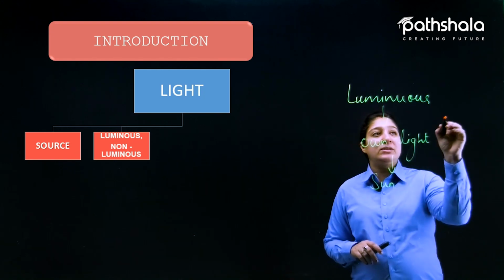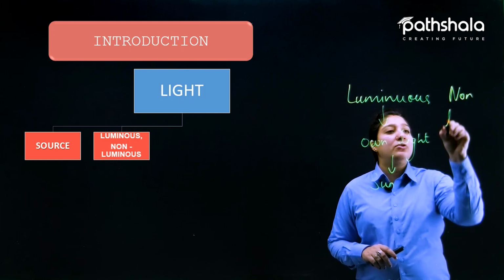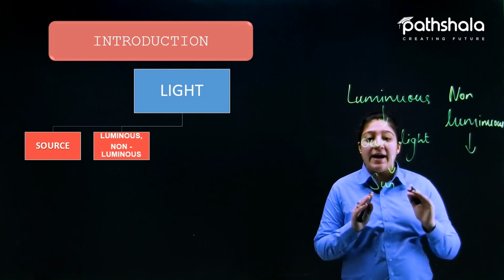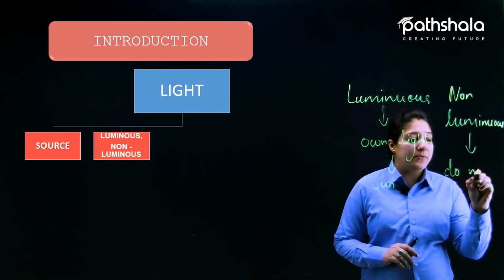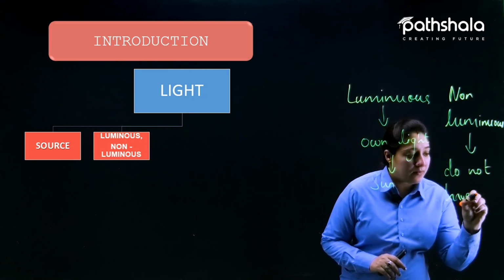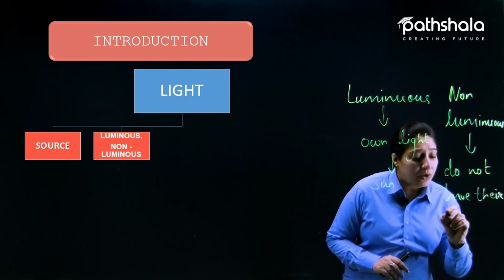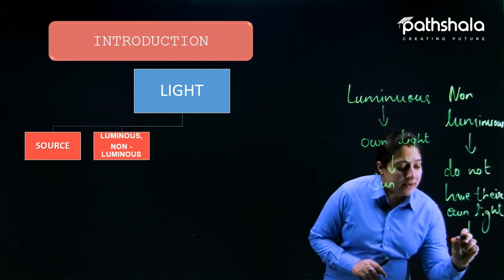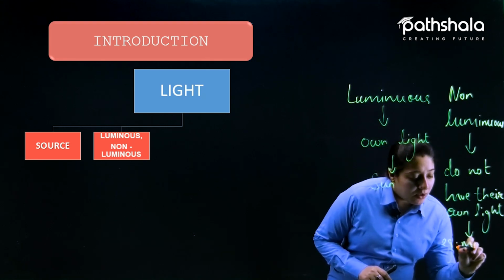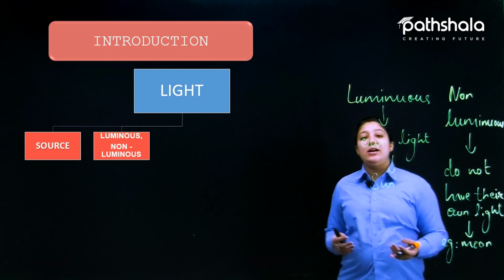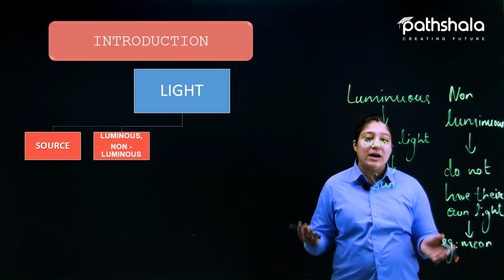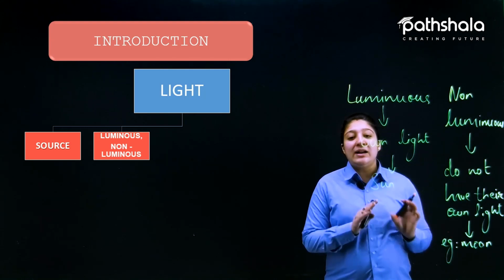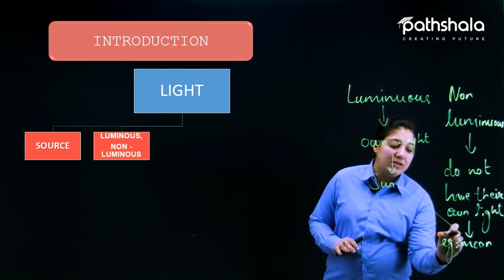But what about non-luminous objects? Non-luminous objects are the ones which do not have their own light. In this case, they get the light from others. Here the example is the moon. We see that the moon emits some light during the night. Because of that, we are able to see things outside during the night time. But do you know that the moon doesn't have its own light? It gets the light from the sun.